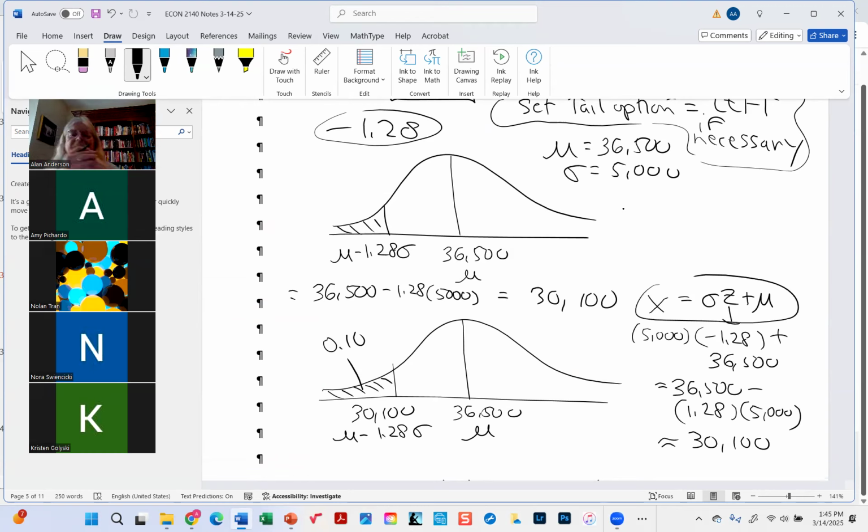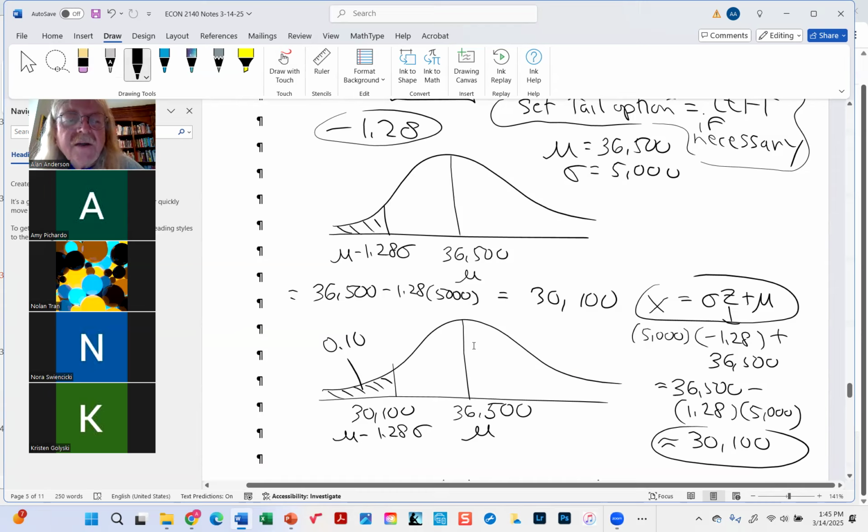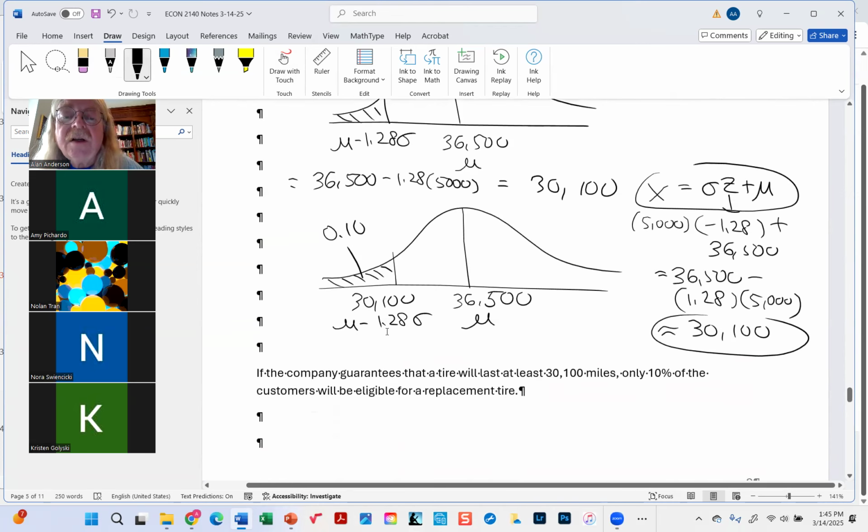So we know all the numbers. The missing piece was the Z, by the way. We already knew the mean and the standard deviation. So if you plug in negative 1.28 for Z, you'll see that X is approximately equal to 30,100. So in other words, with these tires, the mean is 36,500. And the cutoff point between the lower 10% tail and the upper 90% is 30,100 miles. And that in turn is 1.28 standard deviations below the mean.